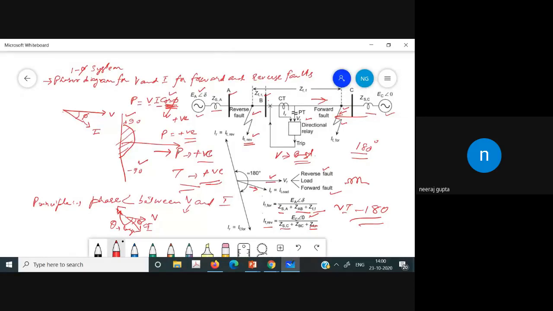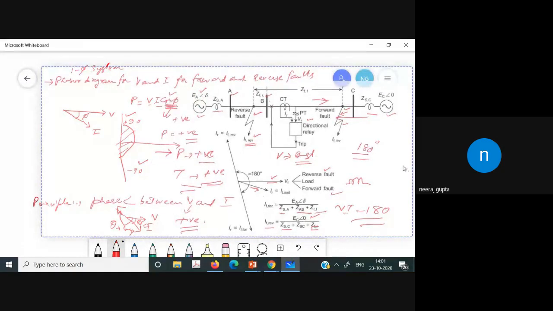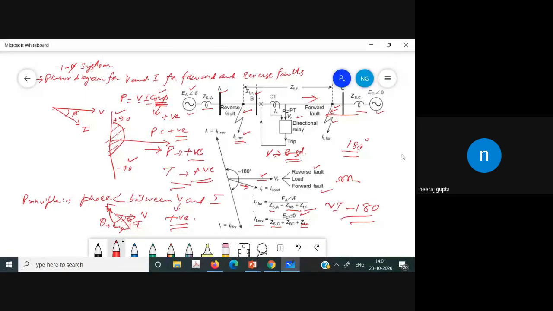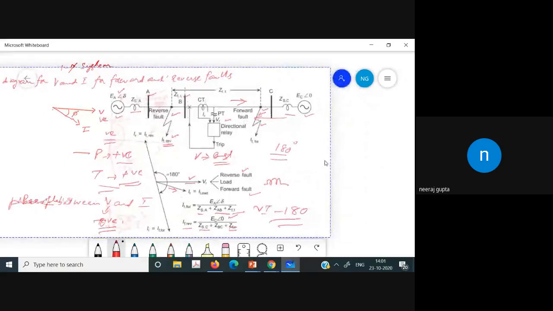It is the basis of this relay that we have to develop the relationship such that the power would be positive and the torque would be positive. So it will trip so that we can have the perfect direction of our relay. Now, let us discuss the characteristics and how we can implement that.